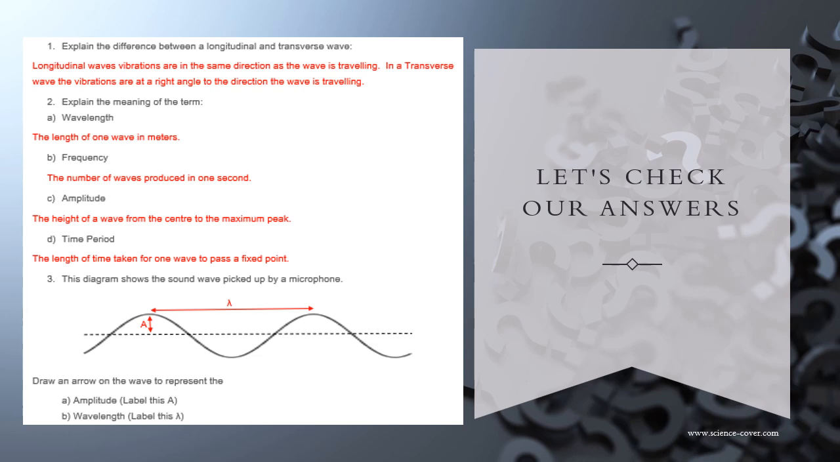Part 2, explain the meaning of the term wavelength. This is the length of one wave in meters. Explain the meaning of the term frequency. This is the number of waves produced in 1 second.